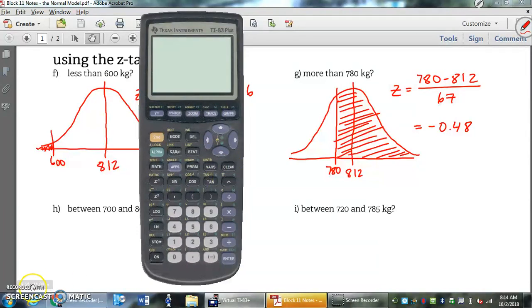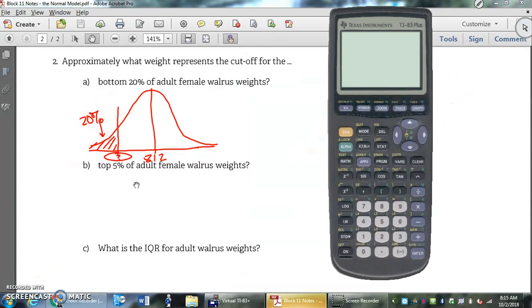The other one, okay, hold on. Alright, so the other one I wanted to look at is number 2 on the back, where you're using the z-table or using the whole process backwards. I want to know what weight will represent the cutoff for the bottom 20% of adult female walrus weights. So this is where we have the percentage we want, and then we want to know what weight will get us there. So the first step is to find a z-score.